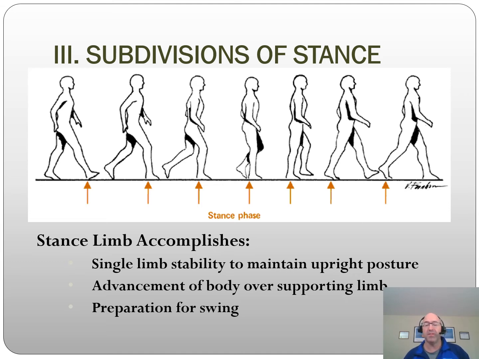So within stance, we just mentioned those different terminologies for the different phases that occur during the stance cycle. All this is part of that overall gait cycle. So we've got those two phases, stance phase and swing phase. First we've got stance phase. This is the single limb stability to maintain upright posture, and this helps to advance your body over top of that limb that's in contact with the ground. It also helps to prepare you to swing the other leg through, which continues the cycle.